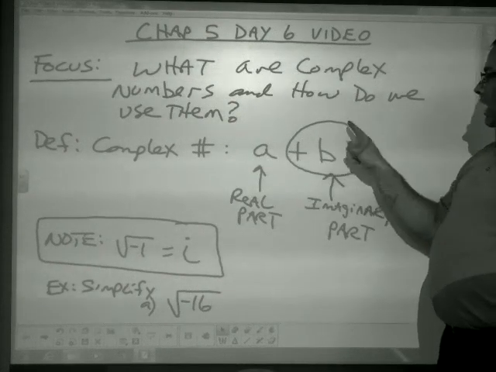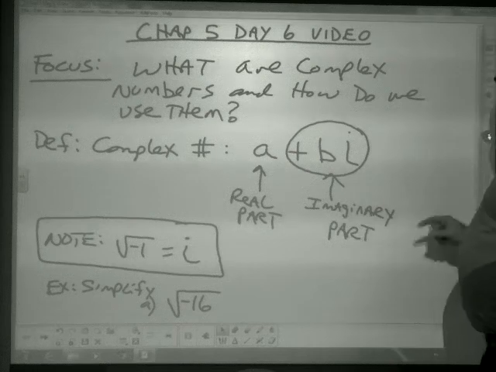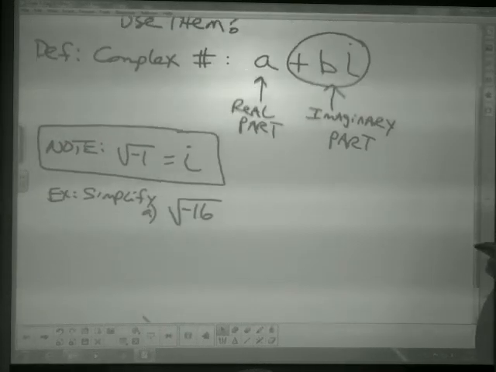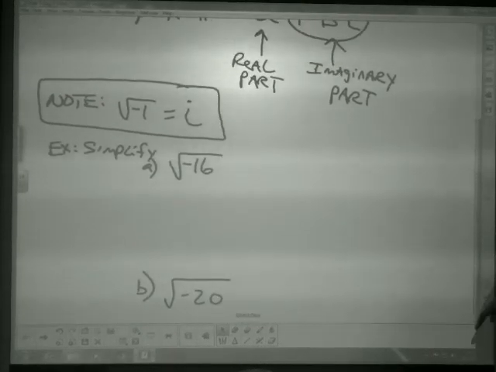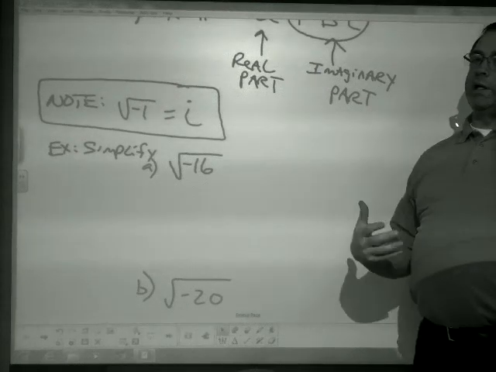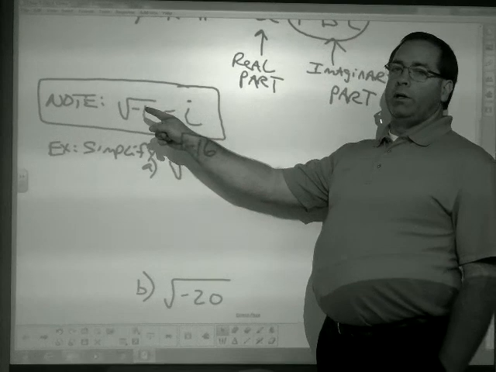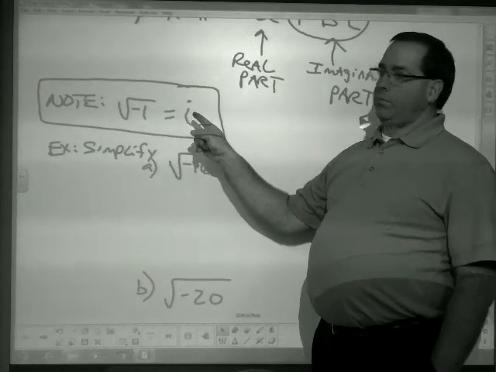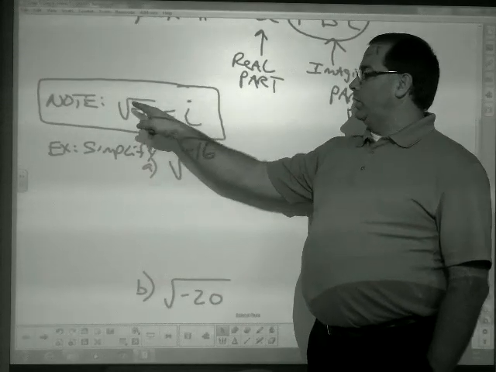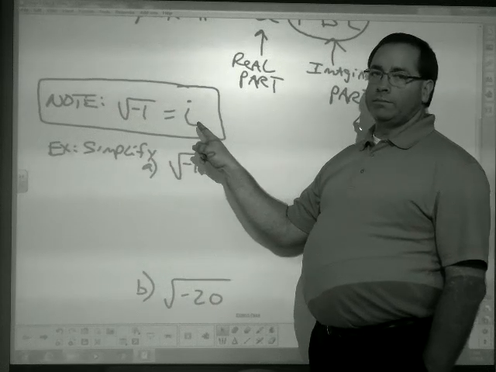Let's figure out what this I thing is then. So remember how I always said we can't take the square root of a negative number? Well, we can't take the square root of a negative number and get a real number, but we can take the square root of a negative number now and we'll get an imaginary number. So the square root of -1 is the letter I.